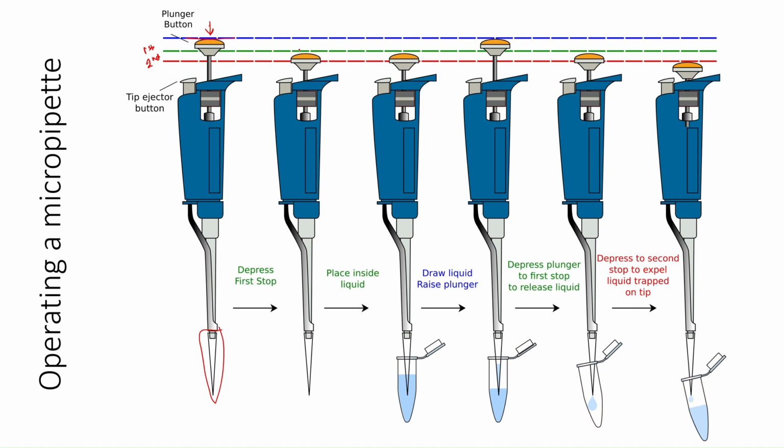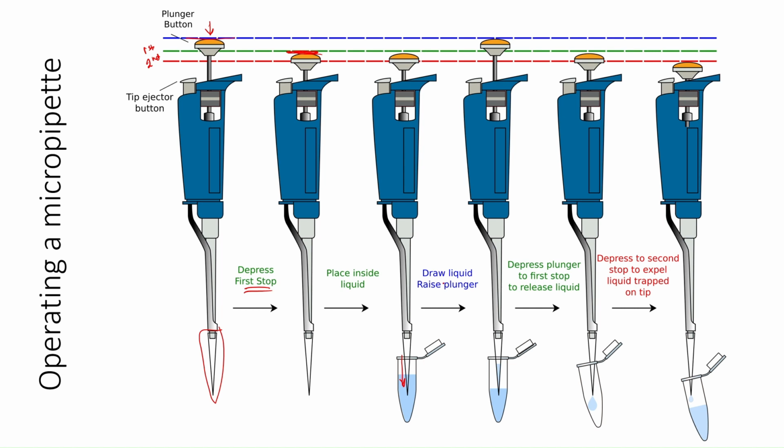you'll depress the plunger button down to the first stop, to that green line. And you want to do that when the end of the tip is in the air. If you do this when the end of the tip is in a liquid, you will blow air bubbles into that liquid. And that can make a mess and also make it harder for you to draw up that liquid accurately. So please be careful to depress to the first stop before that tip even goes into the liquid you're trying to draw up. Once you press the plunger button down, now you can place the tip inside of the liquid you're trying to draw up.